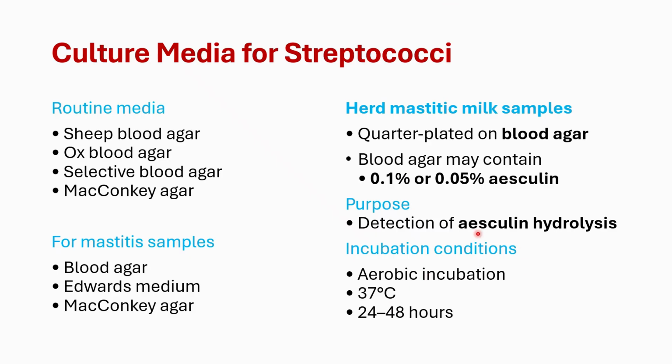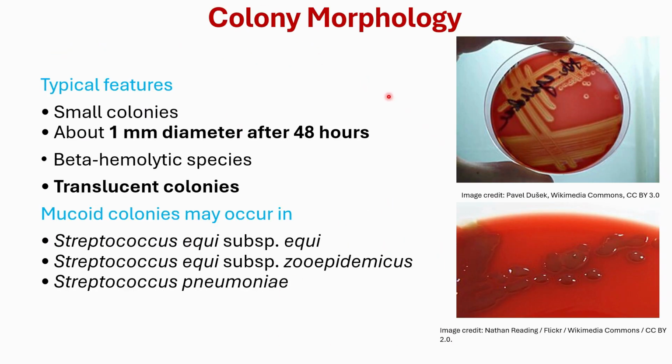After inoculation, the culture plates are incubated aerobically at 37 degrees Celsius for 24 to 48 hours, allowing sufficient time for the bacterial colonies to grow and be identified. Most streptococci produce small colonies, typically around 1 mm in diameter, after 48 hours of incubation. In beta hemolytic streptococci, the colonies usually appear translucent on blood agar, and colony variation can also occur among streptococci.